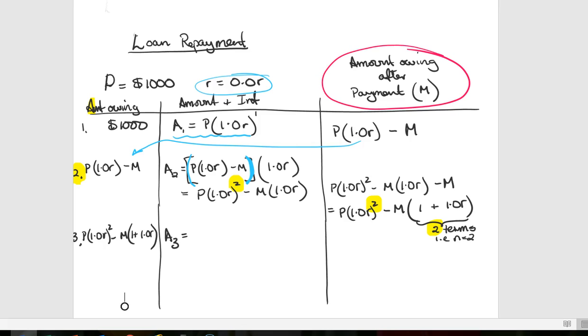Now, what do I know is going to happen at the end of this period? A payment is going to be subtracted from that. So you can see I've just got that amount and I've subtracted M. Now, keeping in mind that I'm trying to establish a GP, I'm trying to get a pattern that looks like a GP, a sum of terms that's a GP. I'm not going to include this 1.0R.